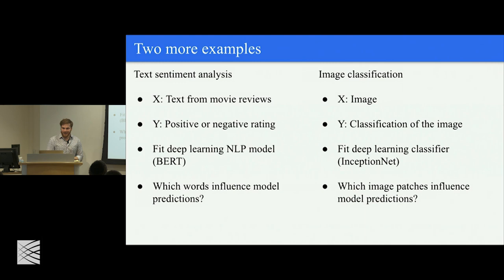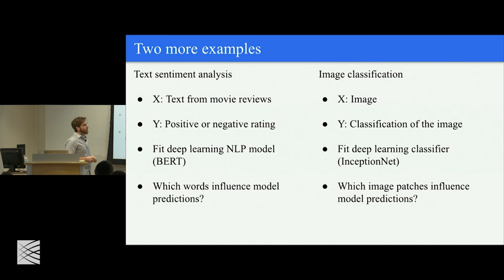So we're going to look at two more examples, which are even more complicated. Now we're going to look at text predicting movie reviews, where the users rated them as either positive or negative. The analysis method was to fit a gigantic deep learning model, this BERT model, that's sort of state of the art in text analysis. And then you want to know which of the words are actually influencing the model to predict whether this is a positive or negative review.